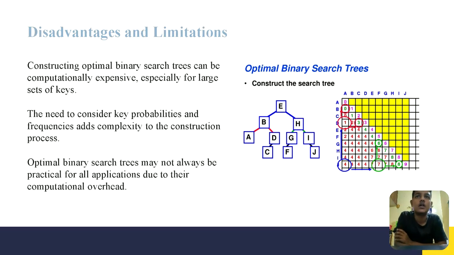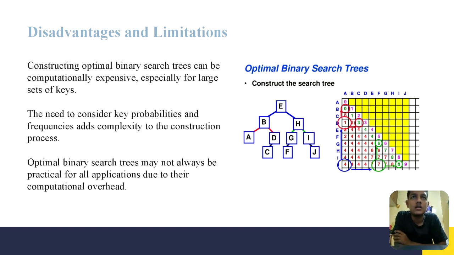And what are the disadvantages or limitations of optimal binary search trees? Constructing optimal binary search trees can be computationally expensive, especially for a large set of keys. It becomes complex when we are doing it for a huge number of keys. The need to consider key probabilities and frequencies adds complexity to the construction process. And again, key probabilities and frequencies add complexity to building this structure.